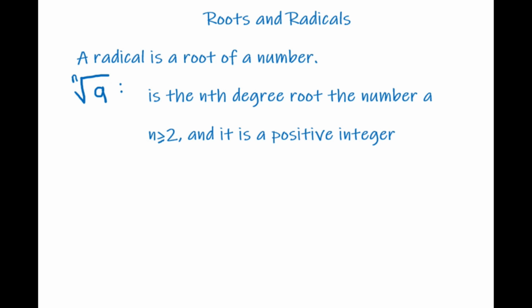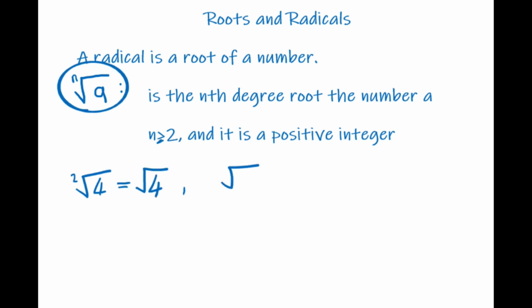A radical is a root of a number. Let's say this number can be read as nth root of a, and n should be greater than or equal to 2, and it should be a positive integer. For example, let's say the square root of 4. If there is no number written as the degree of the root, it is 2. For example, the square root of 7 is equal to the second degree root of 7. These are the same numbers.